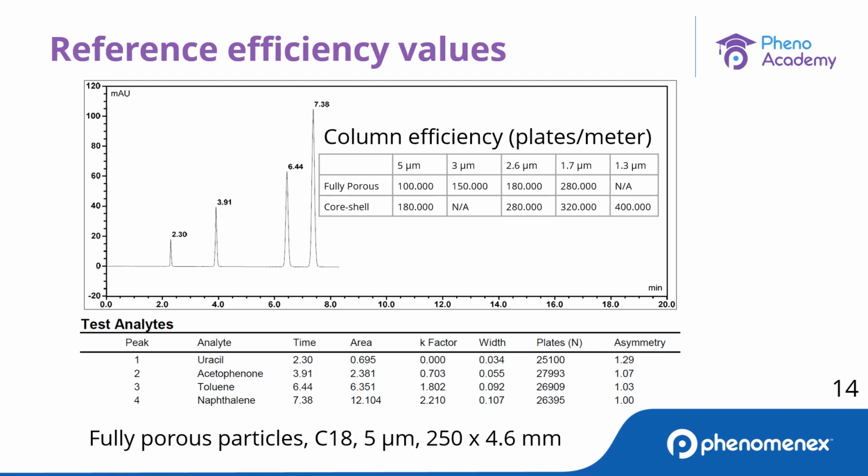For our CQA column, we have a fully porous column with 5 micron particles, and it is 250 millimeters long, so that is 1/4 of a meter. And so if we multiply the plates that we are getting by 4, then we see that we do indeed get to around this 100,000 plates per meter number.